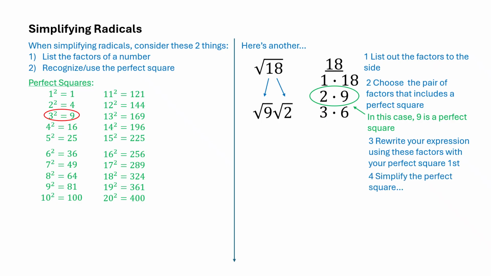Then you're going to simplify just the perfect square part, which is square root of 9. Square root of 9, according to the chart to the left, is a 3. So square root of 9 is 3. Square root of 2 gets brought down. It does not get reduced. It's as small as it can be for a square root. And we're done.